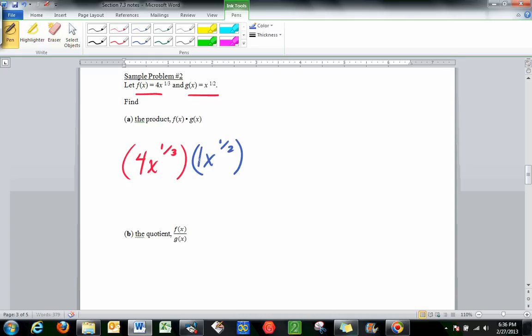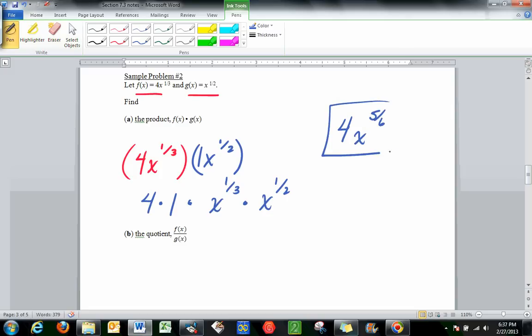Well, there's an understood 1 here. So technically what we're going to be doing is multiplying 4 times 1, and then we're going to be multiplying x to the 1/3 times x to the 1/2. So now we've regrouped them so that we can put the two parts together. And so we're going to have 4, and in this case with the two x's, we'll need to add the exponents, which is 1/3 plus 1/2, which is going to give us the 5/6 power.